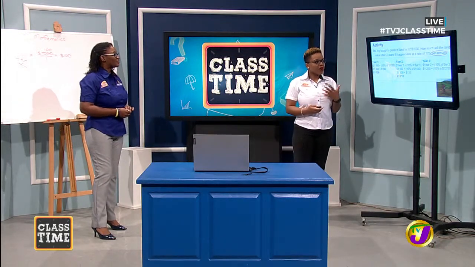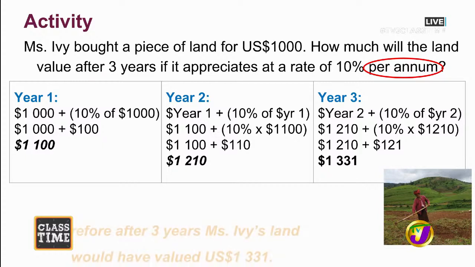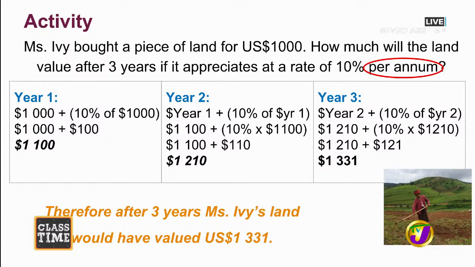All right, year 3. And we follow through. So at the beginning of year 3, the land would value $1,210. And so we're now finding 10% of that, which is going to be added on in this year. And 10% of 1,210 is $121. And when that's added to the $1,210, Miss Ivy's land after 3 years would value US $1,331.